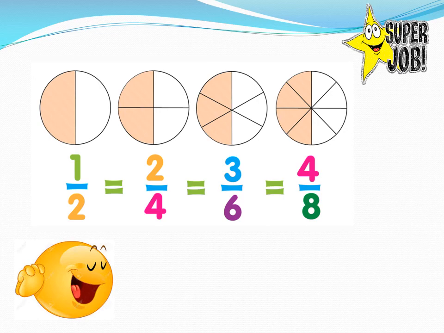The last one, we divided the circle into 8 equal parts. And we have 4 shaded parts. So the fraction will be 4 over 8. And we can say also that we can divide these parts into 2 groups. Each group has 4 parts. Now we have 2 groups, and 1 group is shaded. So 4 over 8 equals 1 over 2, half.